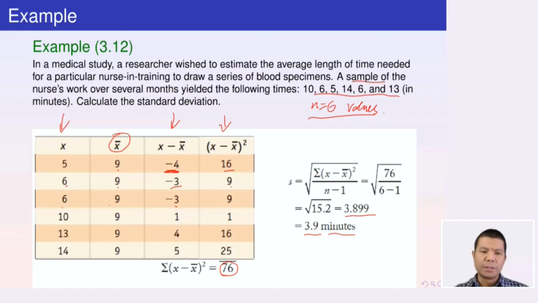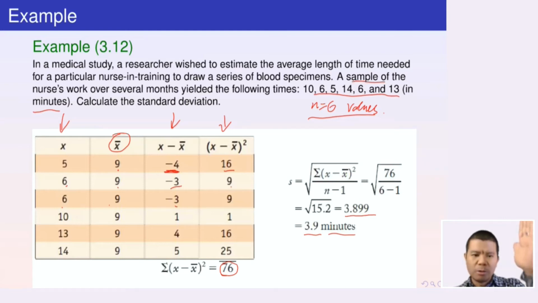The standard deviation has exactly the same unit as the original values. If the original values are in minutes, then my standard deviation is also in minutes. So that's how we calculate the standard deviation. It's better to use this table to organize our calculation.